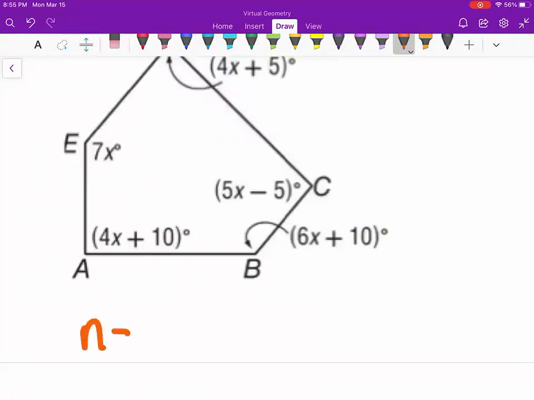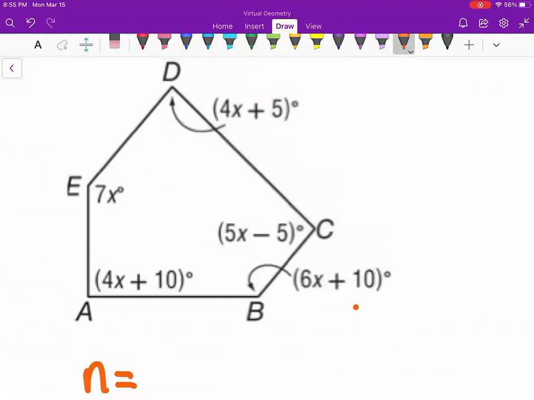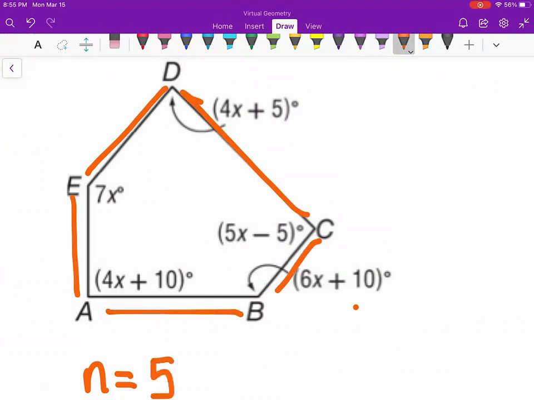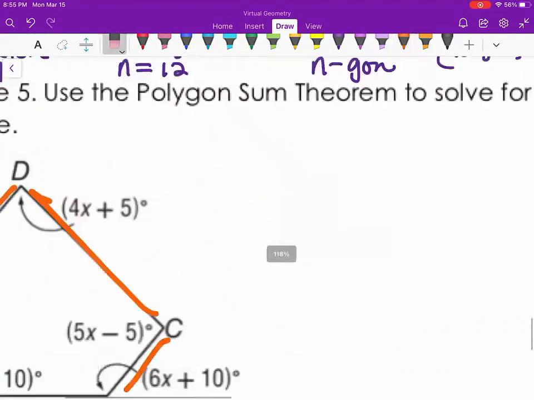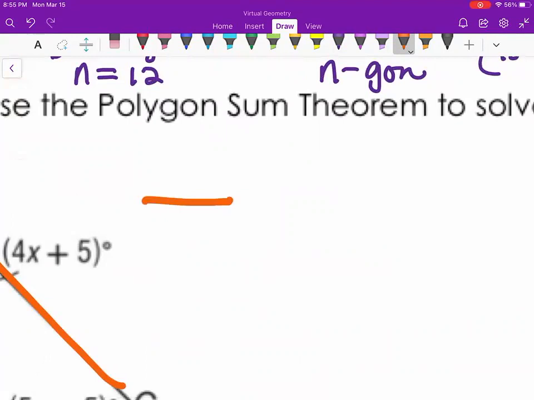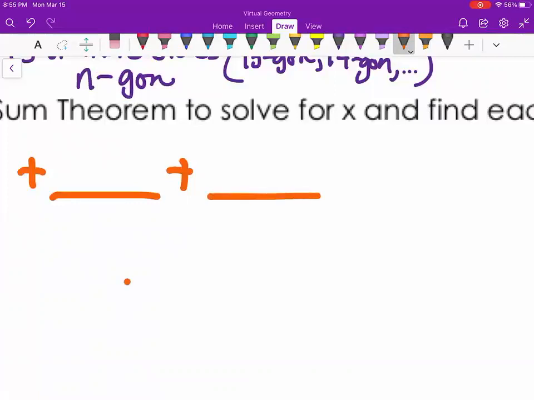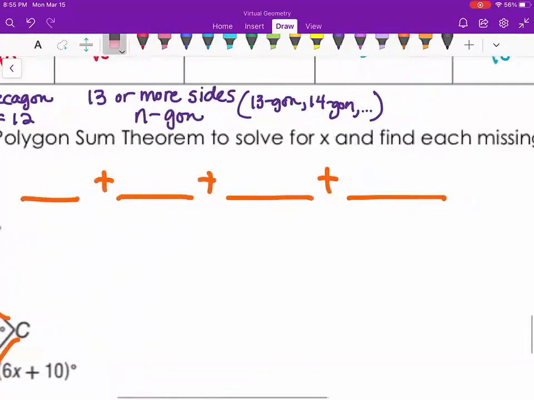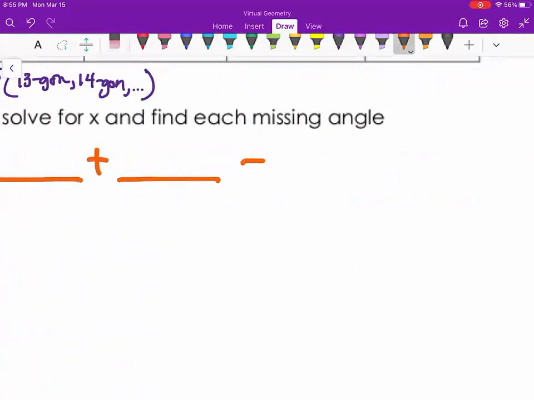I need to know what n equals. So let's count up your angles or count up the sides. Either way, you get the same piece. So we've got 1, 2, 3, 4, 5 sides. Let's get your total interior first from that. And that'll tell me what to do with all of those expressions. So all 5 of these angles, I should be able to add them all up and set them equal to the total.